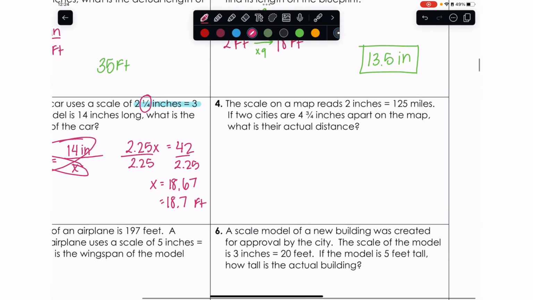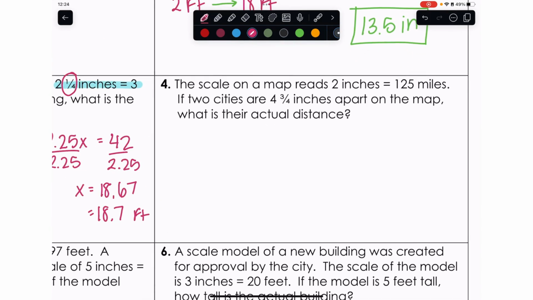So number 4, it says the scale on a map reads 2 inches equals 125 miles. So step 1, I'm not looking at anything else. I'm just going to write my scale down because that's what I'm using.